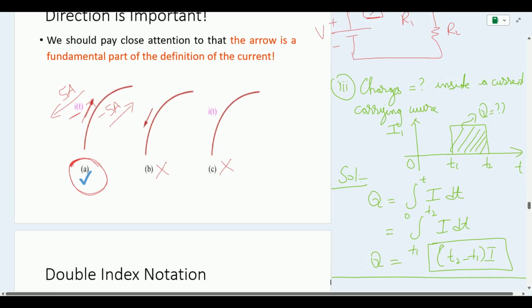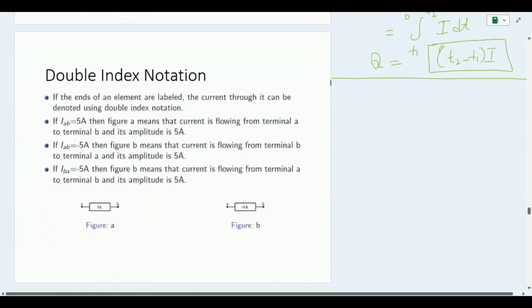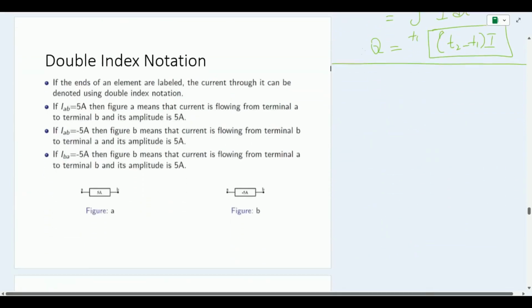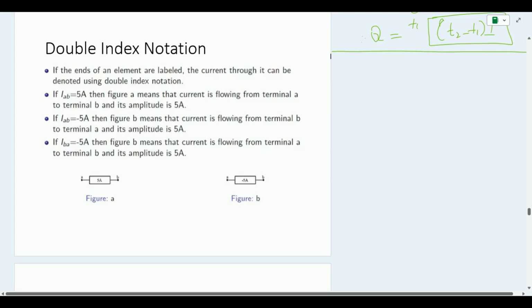What else should we know? Let's talk about the double index notation. Double index notation basically gives us an idea of whether the current flowing is positive or negative. For example, if I have this figure A and figure B, and I say that I have a value of IAB equals 5 amperes, then what does this IAB mean?